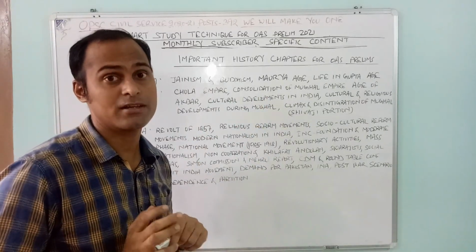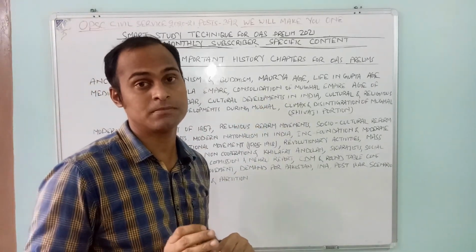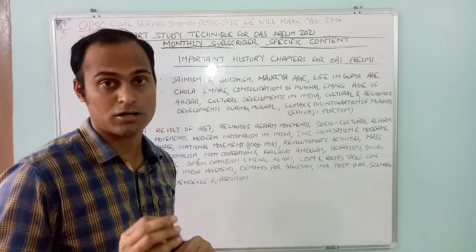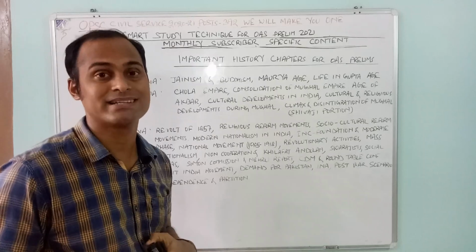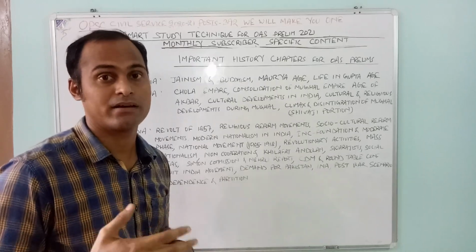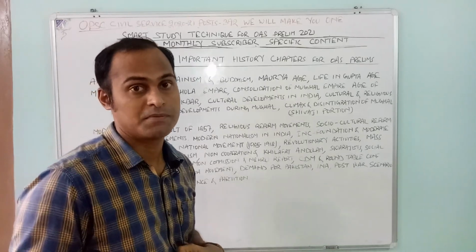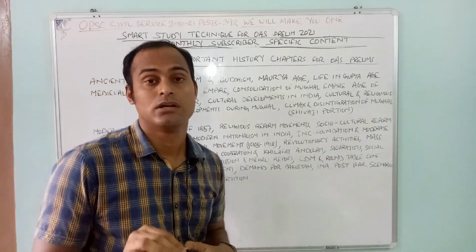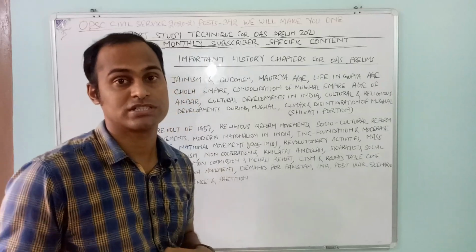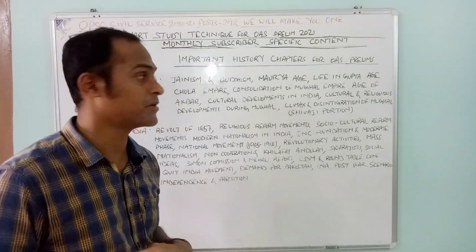These three are very, very important: Jainism, Buddhism, then the Mauryan age, especially Ashoka, his religious policies, and his statecraft, especially the total Mauryan administration. Whatever the Mauryan administration is, read that thoroughly.